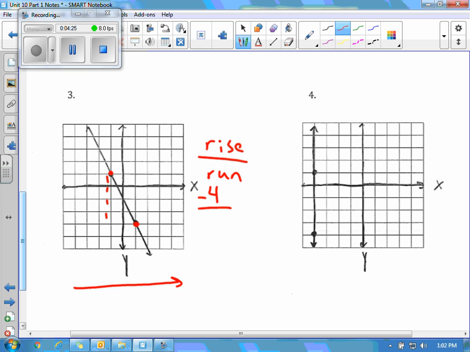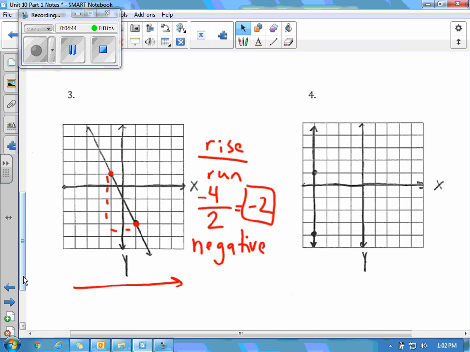I then go to the right, 1, 2. So I have 2 there. I need to simplify this, so I'll get negative 2 for my slope. And as you can see from the fact that it is negative 2, or the fact that this line falls, I have a negative slope here.